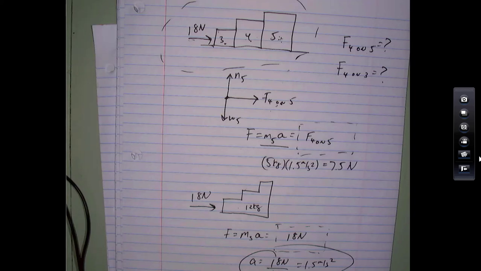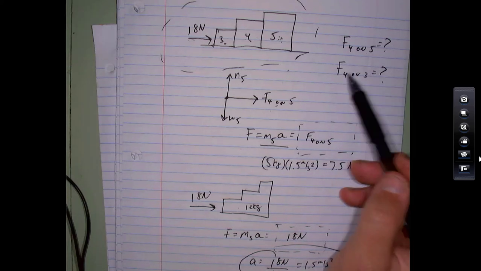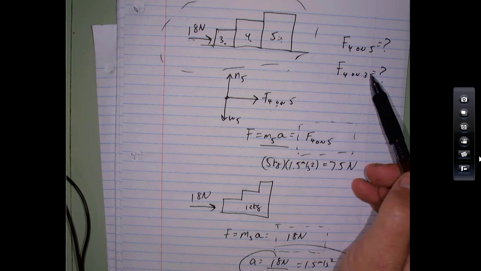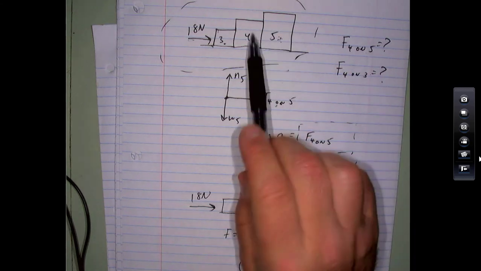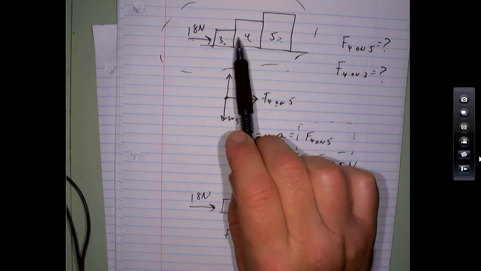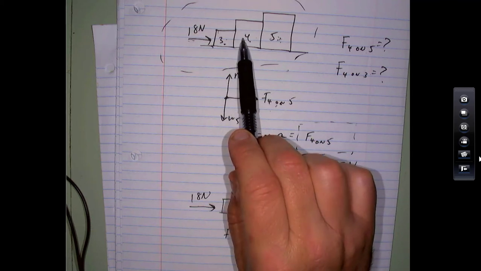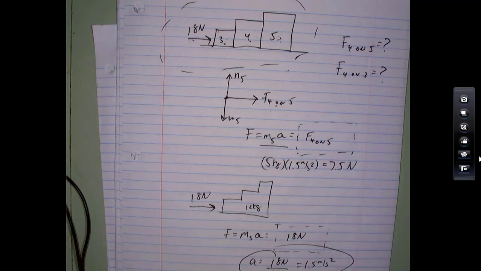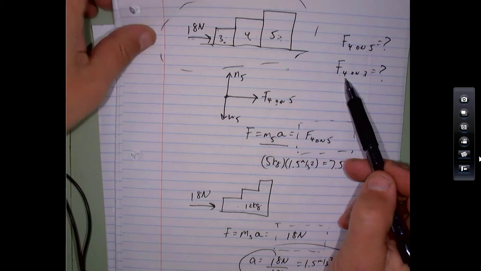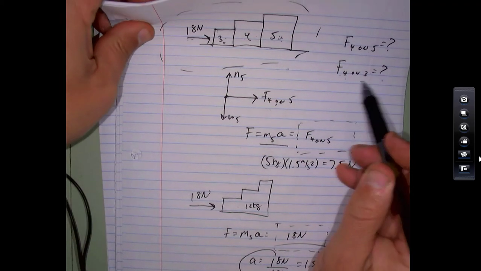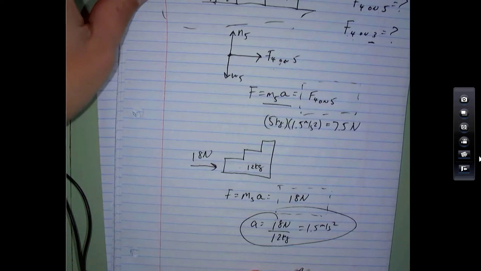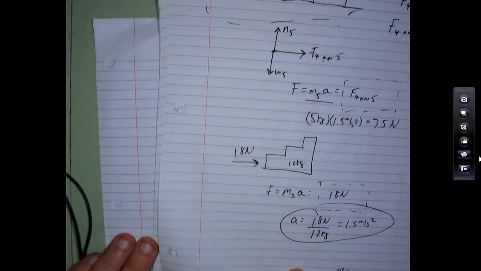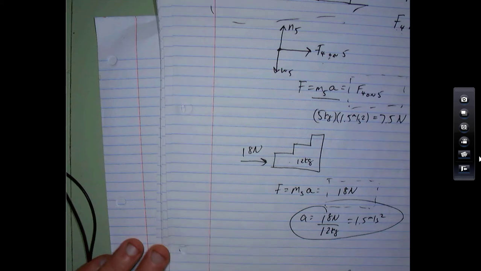Okay, we also want to know the force of 4 on 3. These are in contact with each other, so there's a force from 4 on 3. Let's look at the free body diagram for 3, because that's what we want, the force of 4 on 3. I'll try to do it on the same page here.